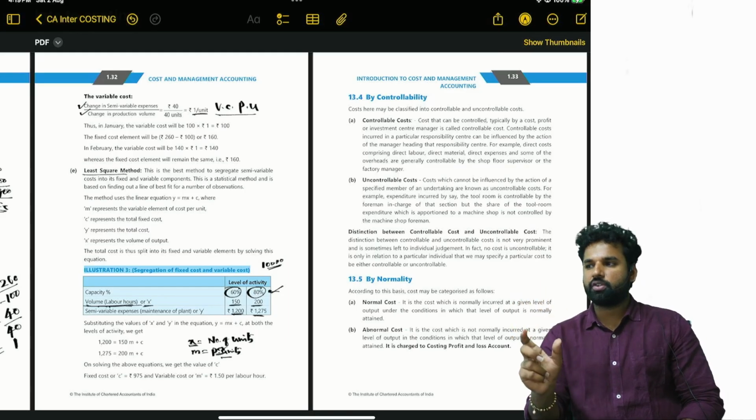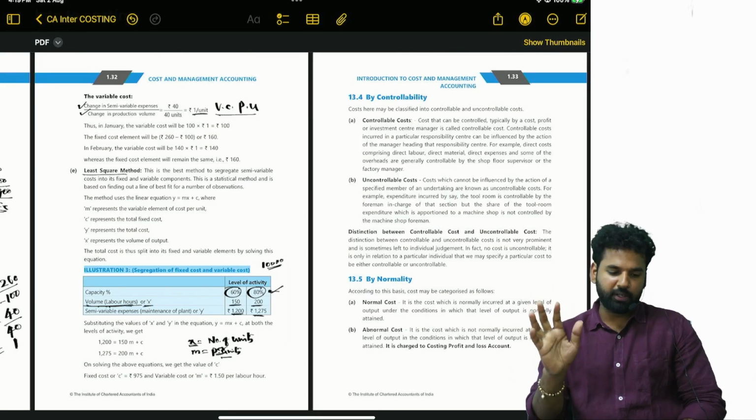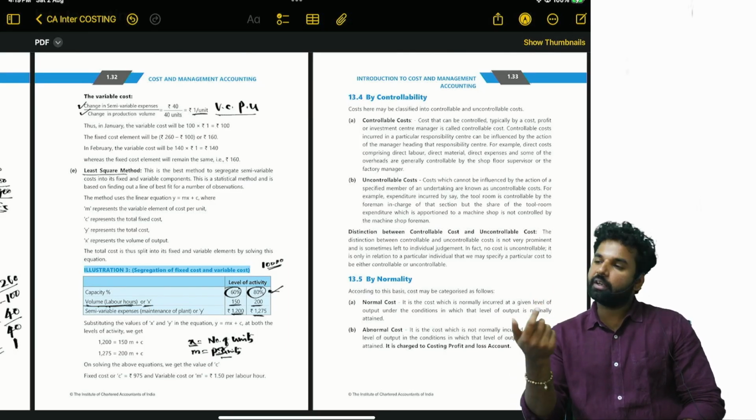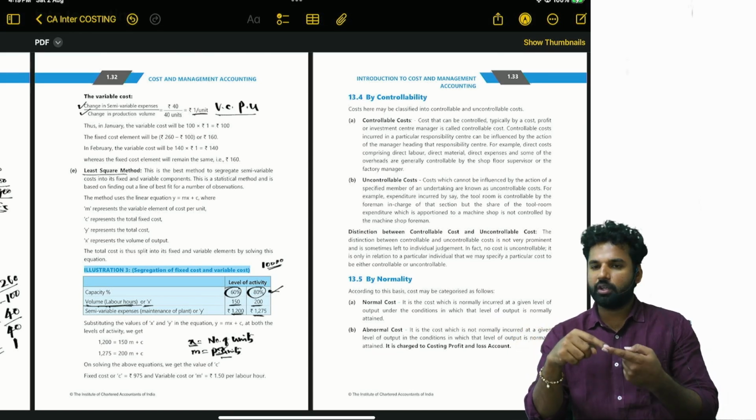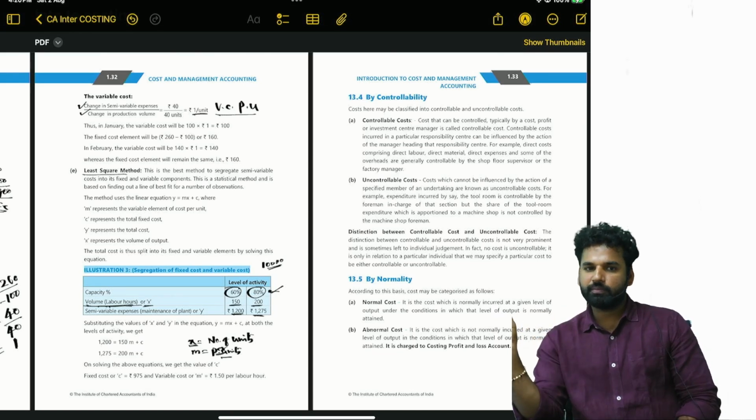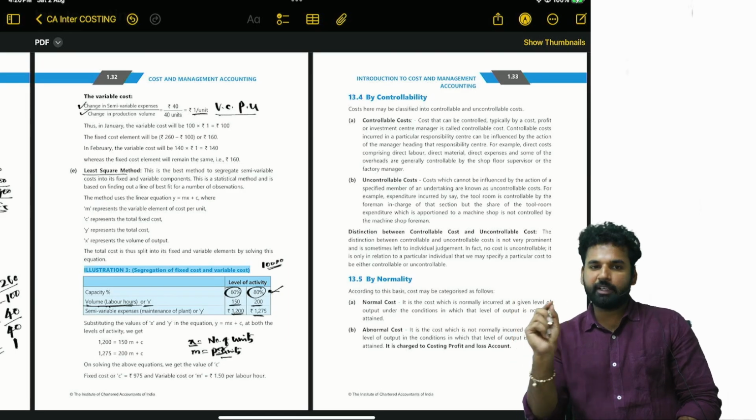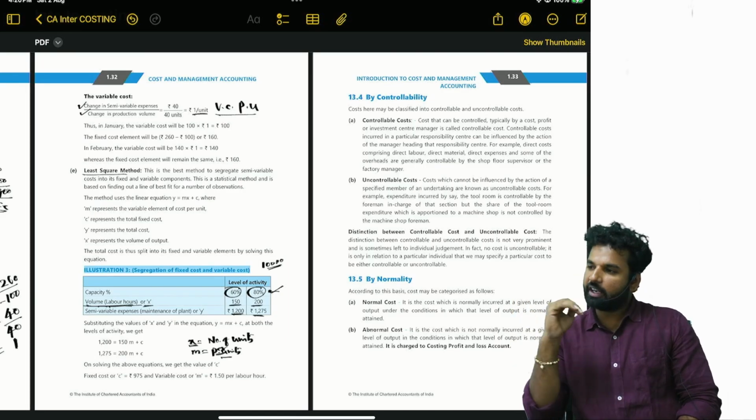Next, factory cost. Next, selling and distribution. Next, administration. Next, selling and distribution cost. Okay, great. Next, what we are saying by variability or behavior. Behavior means how the fixed cost will behave. What is the character? It is constant for any level of activity.